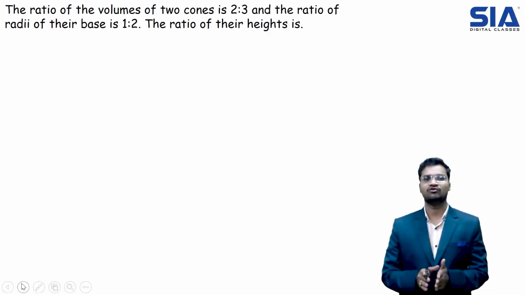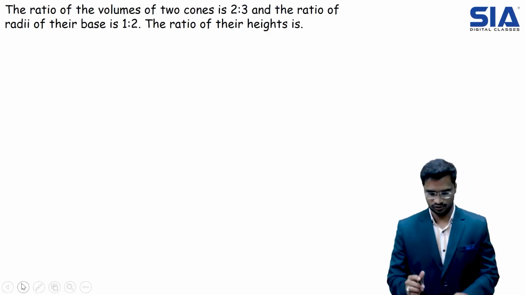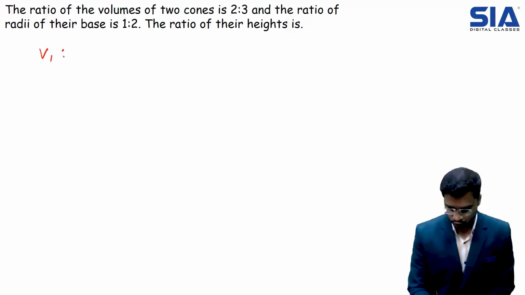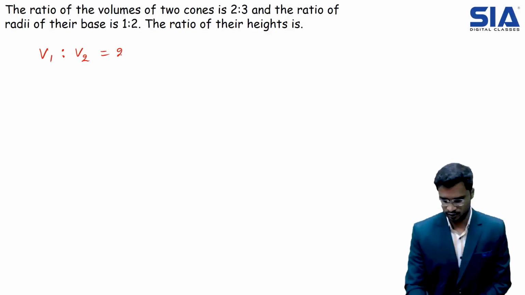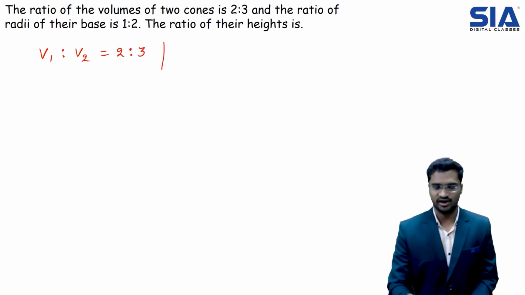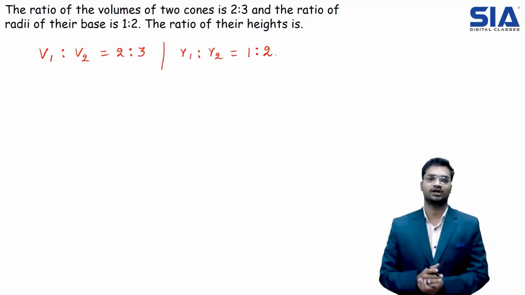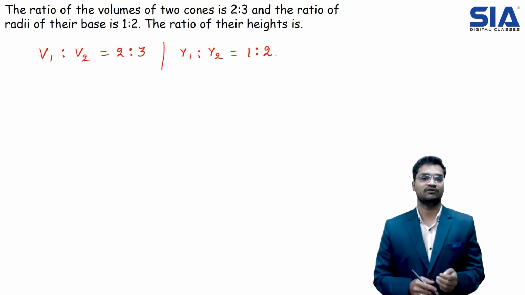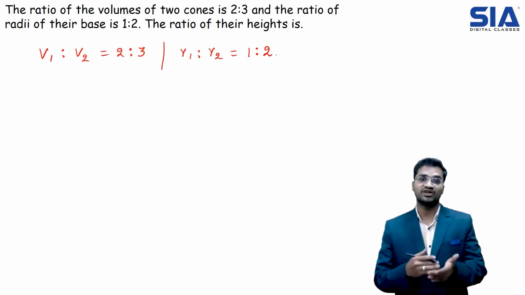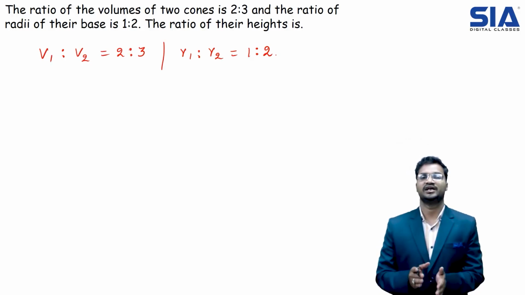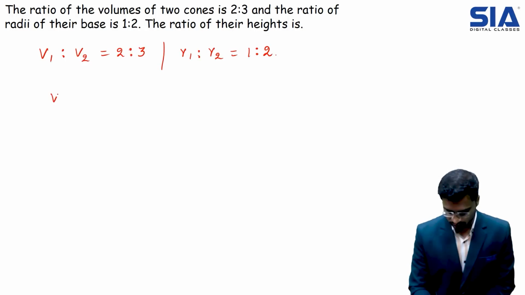The ratio of volumes of two cones is 2:3. So there are two cones, V1 and V2. The volumes of these cones are in the ratio 2:3, and the ratio of the radii, R1 to R2, is given as 1:2. Now what I have to find? I have to find the ratio of their heights.